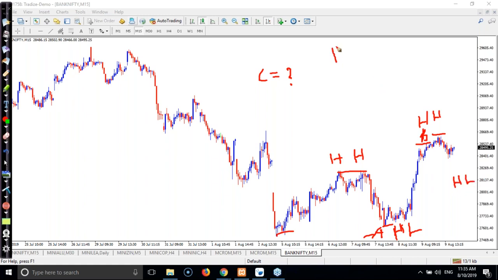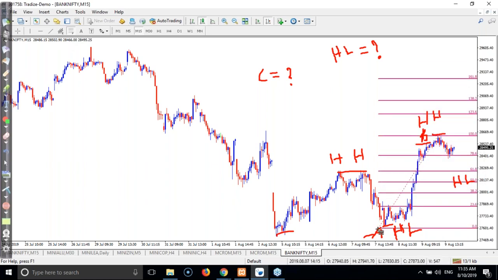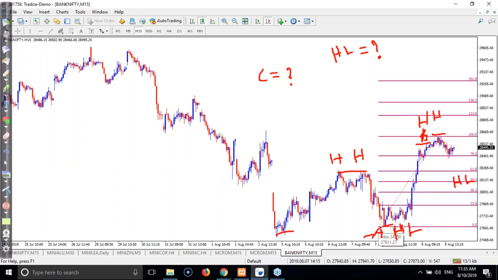Now where is the higher low? We need to find out where the higher low is. That is why we are using moving averages and whatever people are using, a supporting line. We have seen here by using Fibonacci. Let me show you Fibonacci here. I want to connect the higher point and the higher low point. We have seen here.